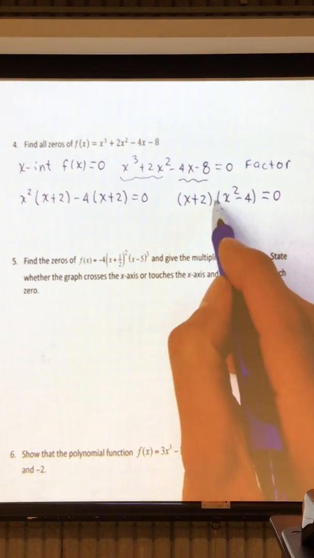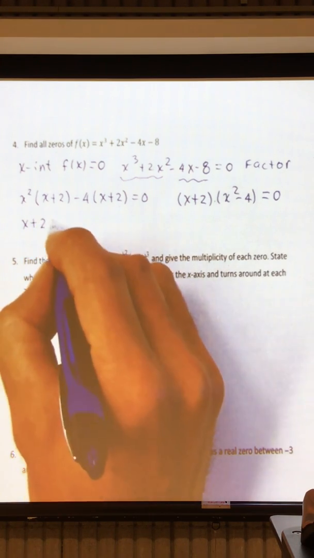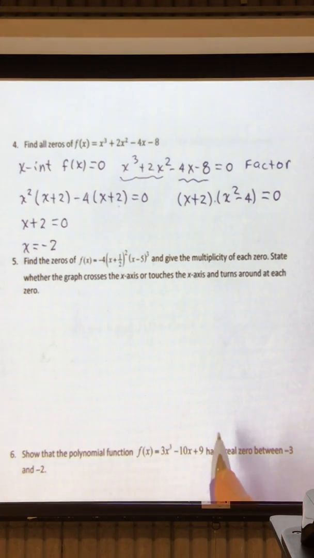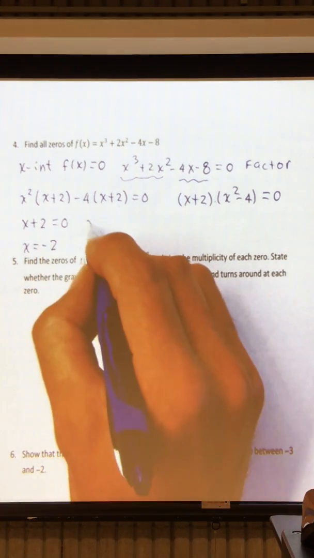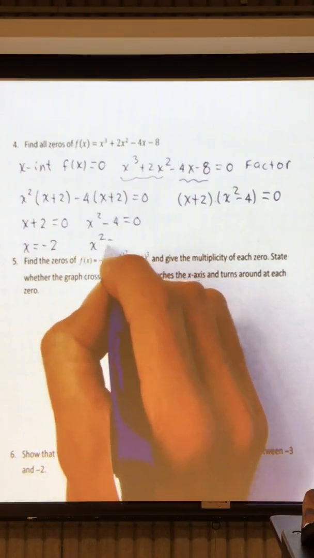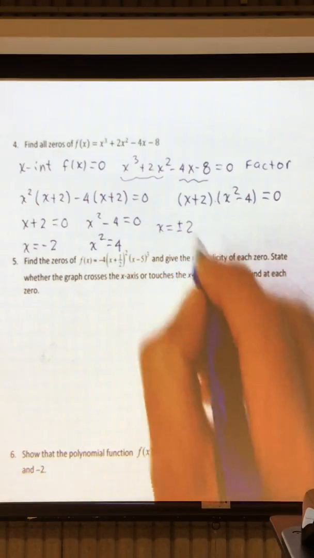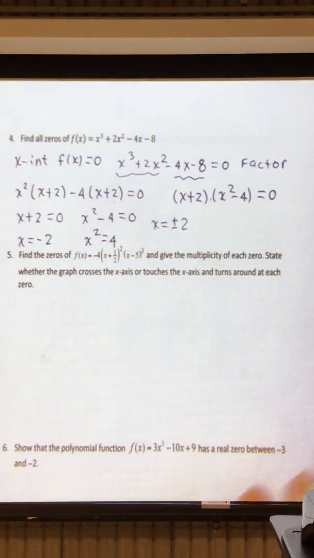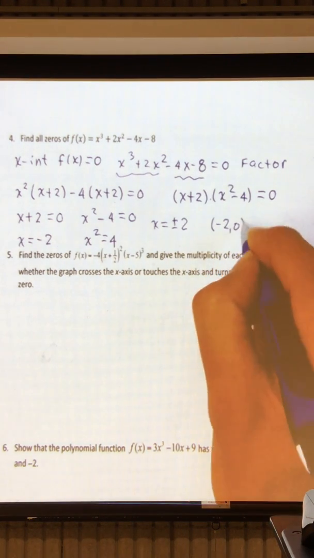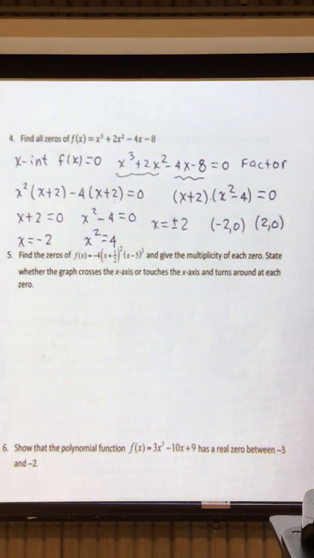The only way a product can be 0 is if each of the factors is 0. So this would give us one x-intercept at (-2, 0). And the other factor, x squared minus 4, can be 0 when x squared is 4, or when x is plus or minus 2. So in this case, we have a repetition of zeros, and there are only two answers, (-2, 0) and (2, 0). That's where the function will cross the x-axis.